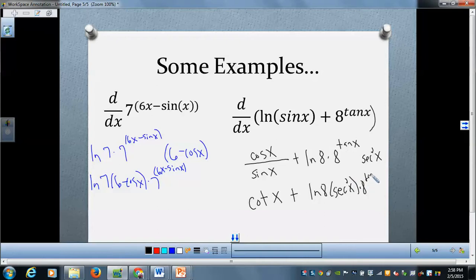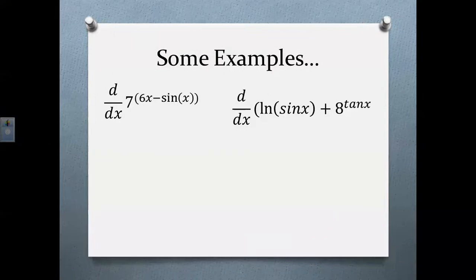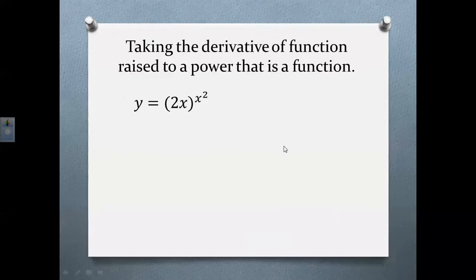So you can see that we just kind of keep adding rules. Part of this is that you just have to be familiar with each piece and what rule applies. So we've added 3 or 4 new rules in the last couple of lessons. Now we're going to talk about this because we have rules for taking something to a power if the power is a constant. But what do we do when we have a function to a function, or a function raised to a power that is also a function?